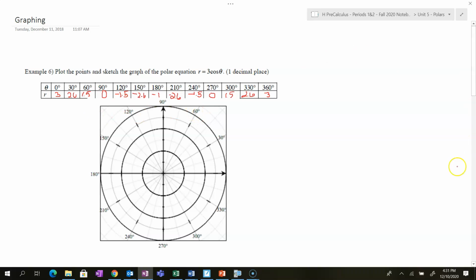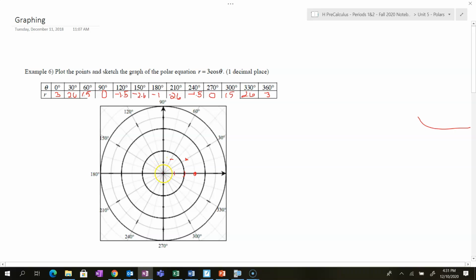And then the next step in this problem is to start plotting points. So for the first point, it's 0 degrees, 3. So we would go out 1, 2, 3. I'm going to say that each line here is 1, so that's 3. So we put a dot there. And then 30 degrees would be the next one, and it's going to be at 2.6. So it's going to be right about there. And then 60 degrees would be at 1.5, so it's going to be right about here.